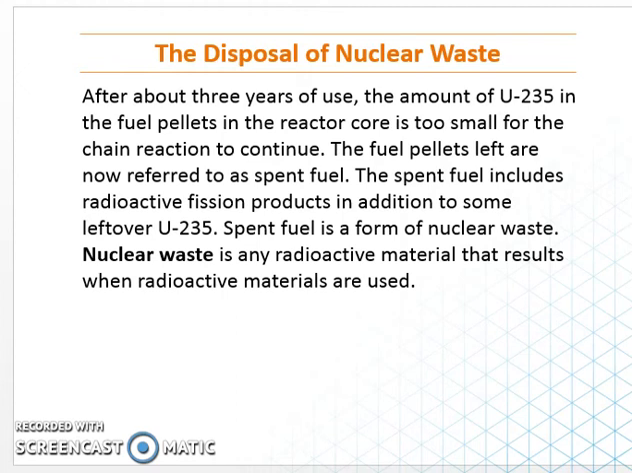So after about 3 years of use, the amount of U-235 in the fuel pellets in the reactor core is too small for the chain reaction to continue. So those fuel pellets left are now referred to as spent fuel. The spent fuel includes radioactive fission products in addition to some leftover U-235. Spent fuel is a form of nuclear waste, and that means any radioactive material that results when radioactive materials are used.